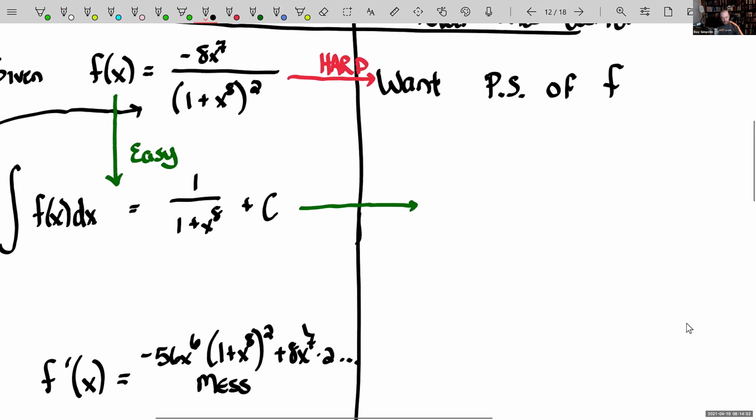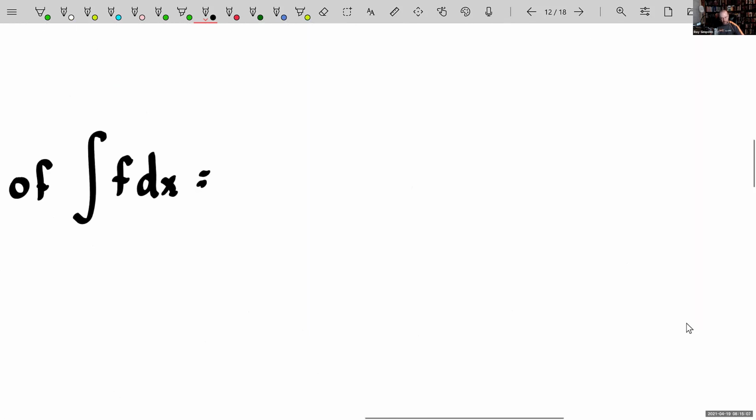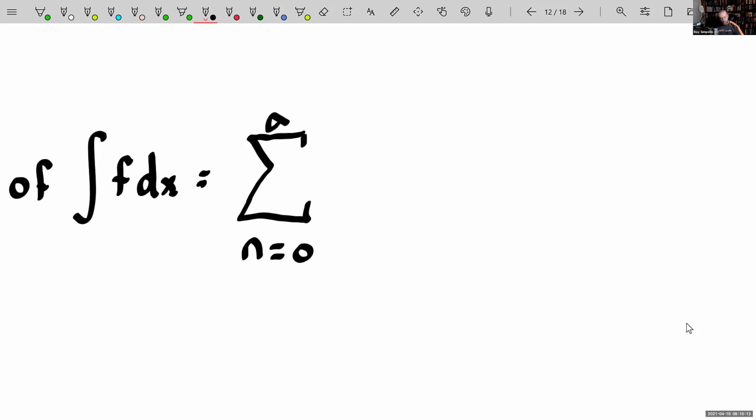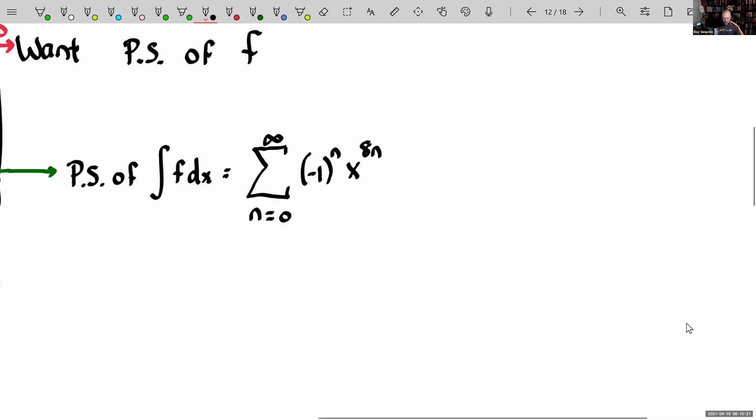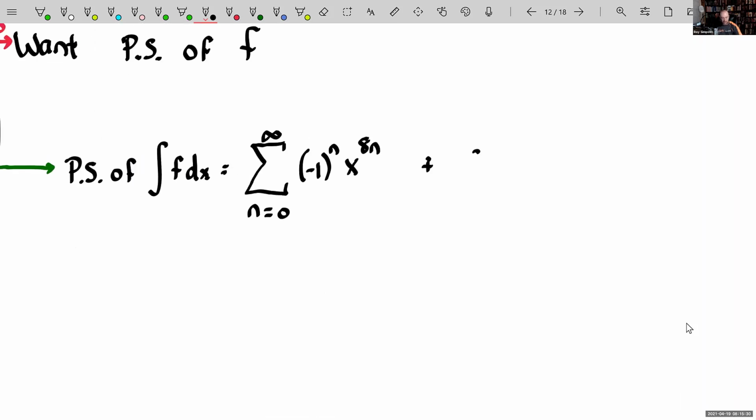So I happen to know the power series. Let me write this over here in black ink. Power series of the integral of f is equal to the summation n equals 0 to infinity of negative 1 to the nth power, x to the 8n. And remember, actually, that integral of f has a plus c. So I'm going to write a plus c as well. It's not within the summation. It's just an extra constant.